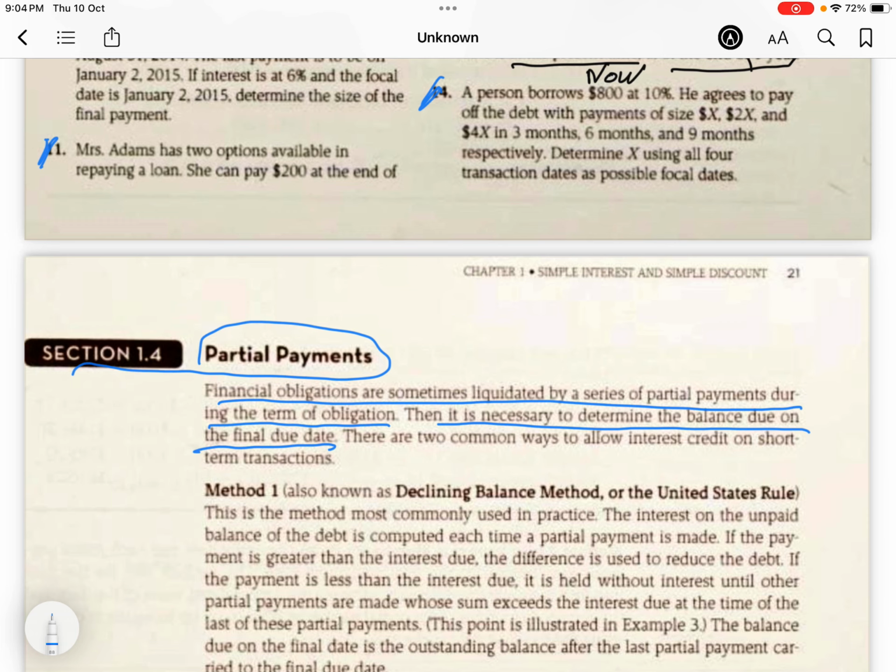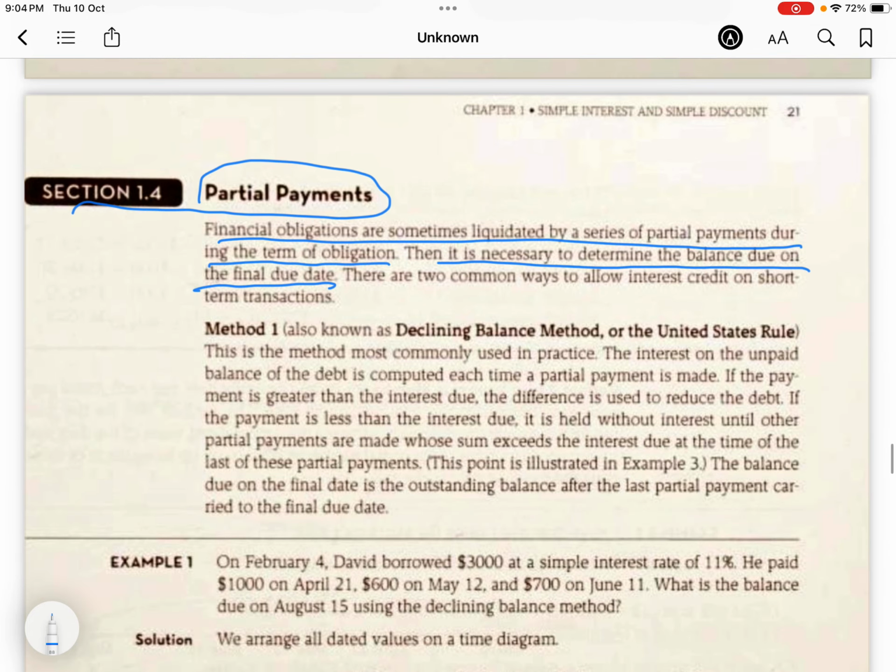There are two common ways to allow interest credit on a short-term transaction. Method 1, also known as the declining balance method or United States rule, but we always call it the declining balance method. This is the method most commonly used in practice.